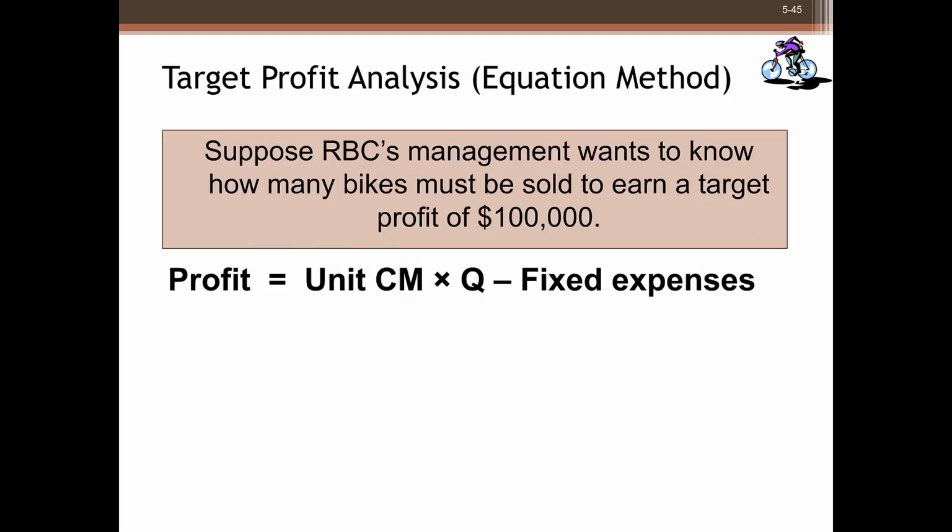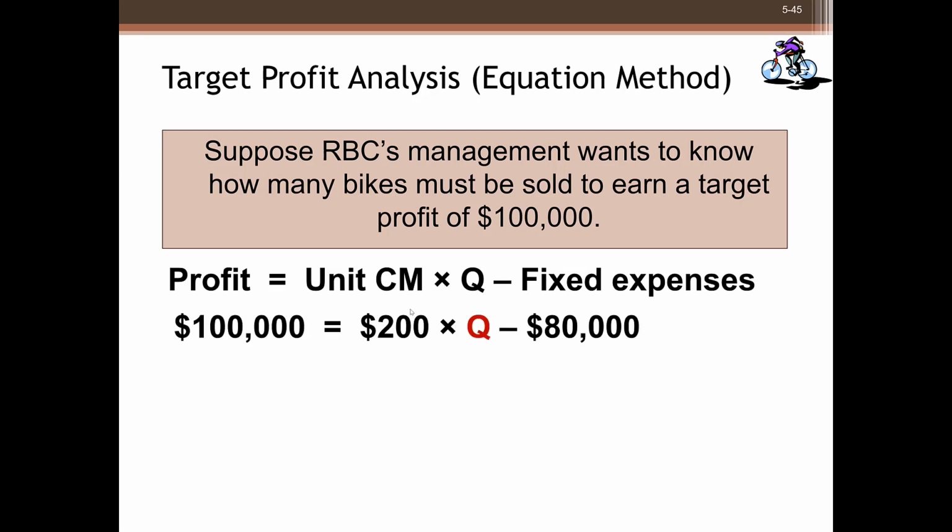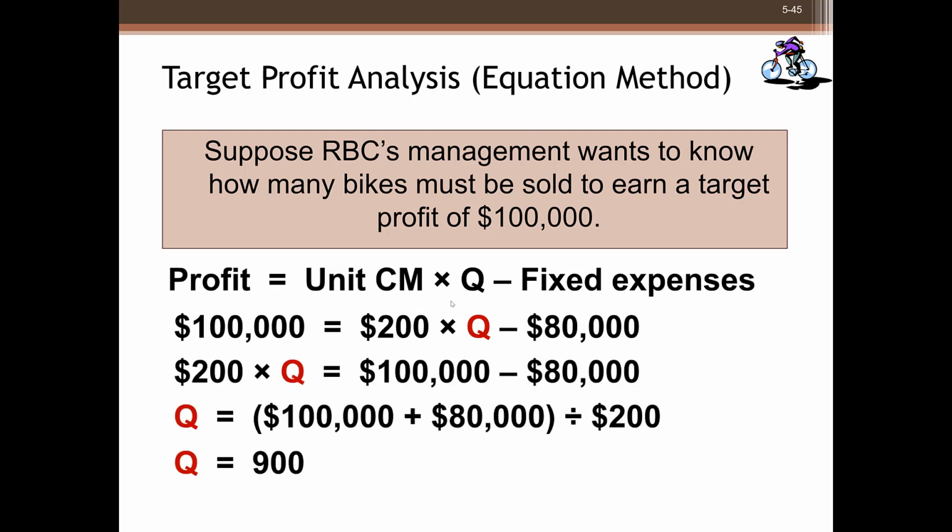Let's first use equation method to solve Q. How many bikes must be sold to earn target profit of 100,000? From the equation here, we know profit should be $100,000, unit contribution margin $200. We want to solve the Q, fixed expenses 80,000. So we replace this equation by numbers. $100,000 equals $200 multiplied by Q minus 80,000. And we can solve Q should be 900.